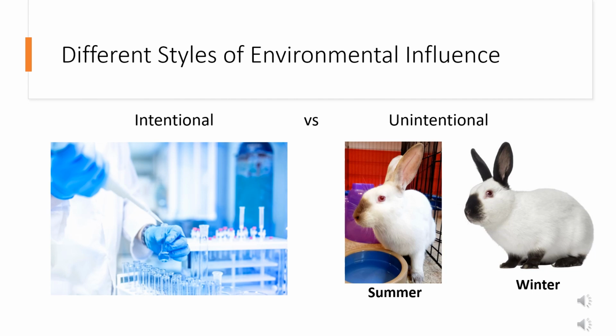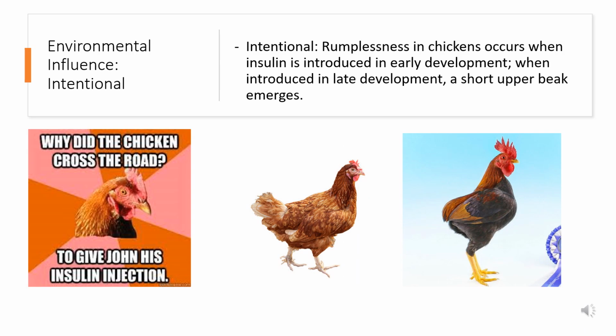Let's look at an example of an intentional and an unintentional environmental influence and how it relates to phenocopying. One example of an intentional environmental influence can be seen in experiments done on a chicken. Rumplessness in a chicken, which means the absence of the tail feathers, occurs when insulin is introduced in very early development. And when it is introduced in late development, we see a shorter upper beak emerges.